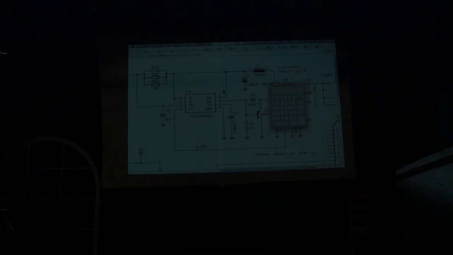So 2.94 divided by parentheses 2.94 plus 464 equals this times 200 volts. 1.25 volts. So when there's 200 volts here, there's 1.25 volts here.